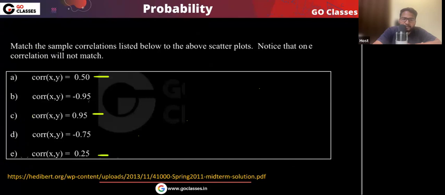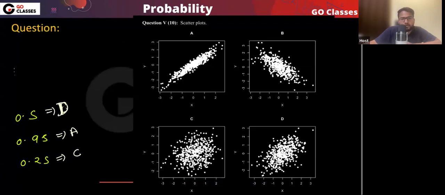And for the negatives, minus 0.95 and minus 0.75. What are the cases? Only B is remaining. So B is minus 0.95 or minus 0.75. It is just an intuition based question. What do you think? Is it too linear, too strict? No, right? It is not too linear. It is a little bit scattered. So minus 0.75, yes. So it will be B. For minus 0.95, you can say no match.